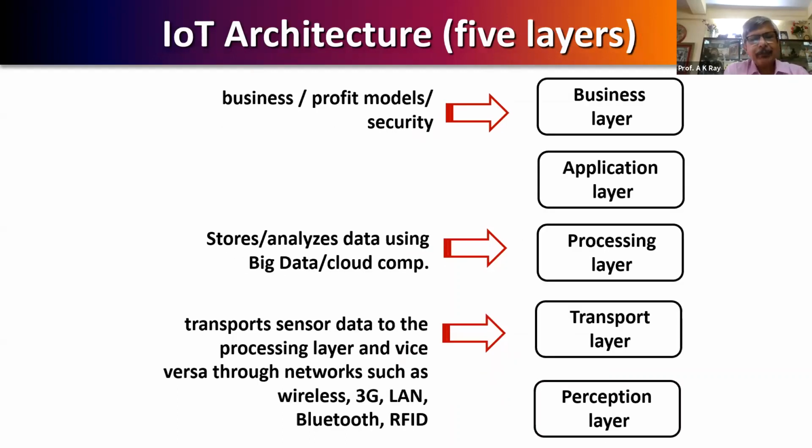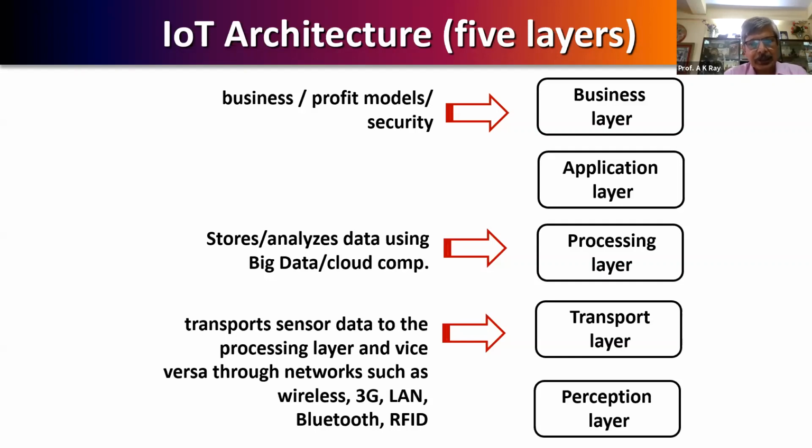Then came another interesting thing, which is the 5-layered architecture. The perception layer is the same as in the 3-layered architecture, the physical layer. The application layer also is the same thing. But in between, they have introduced 2 more layers, and on top another layer. One is known as the transport layer, which is there in our ISO-OSI protocol.